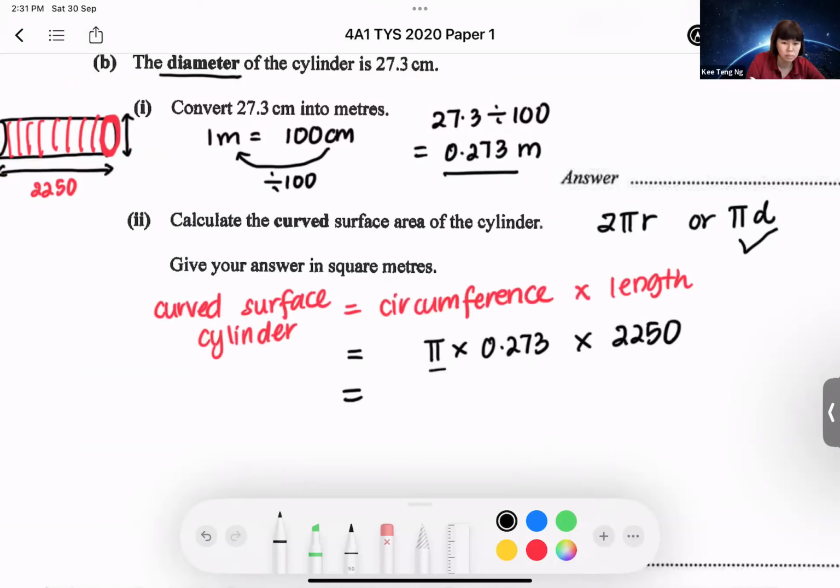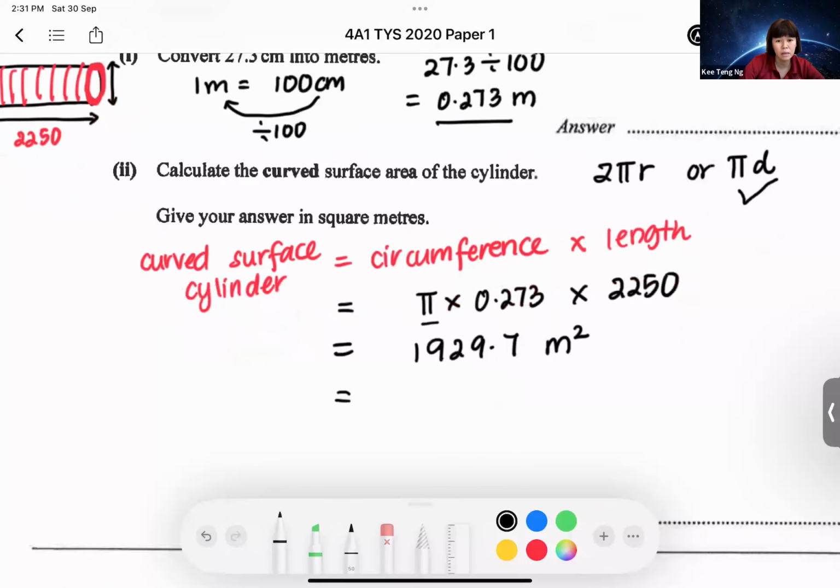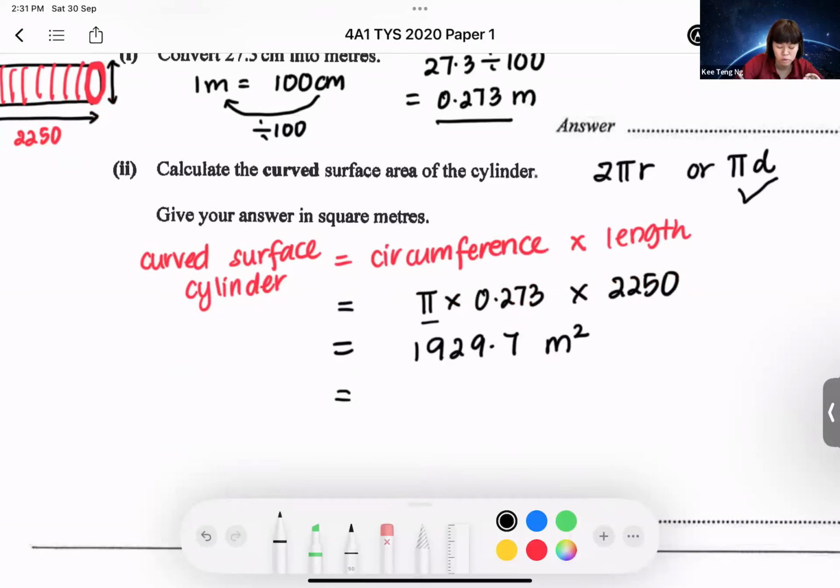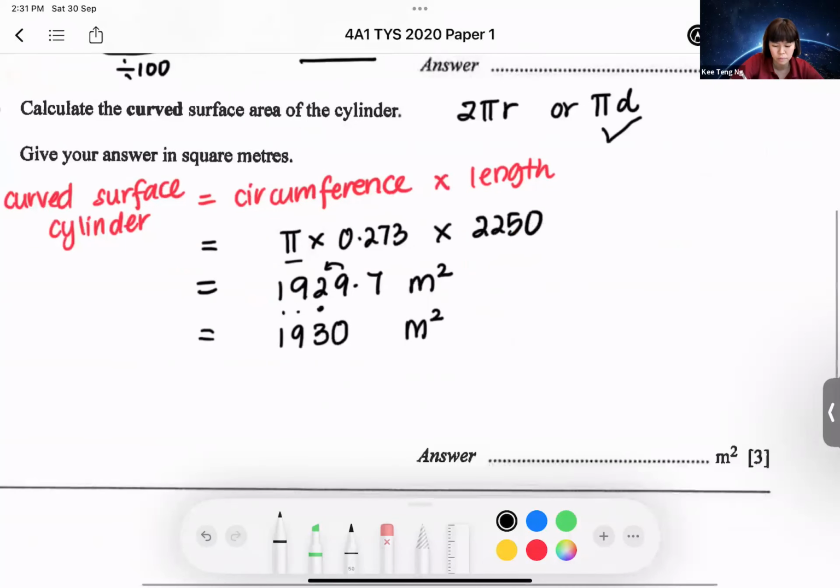Now, since there's a pi in my equation, the number will not be exact. Then we can round it off to 3 significant figures. So it'll be 1929.7 and so on, meters square. But since the answer is not exact, round to 3 significant figures, so round up. That'll be 1930 meters square.